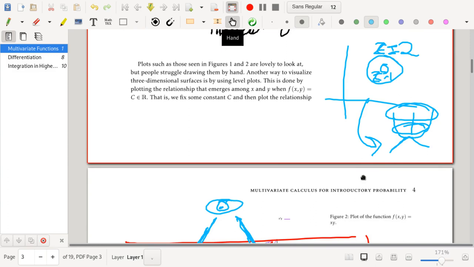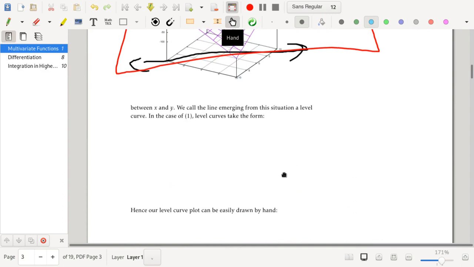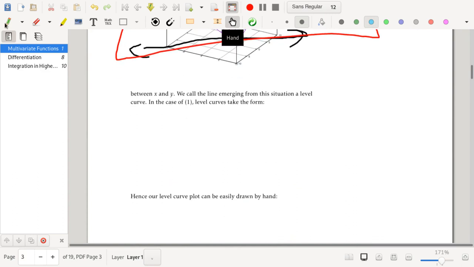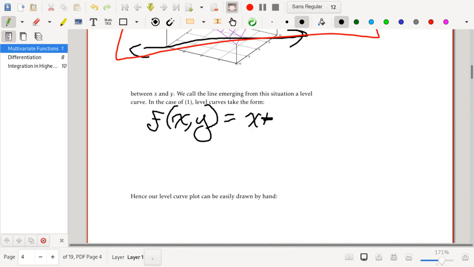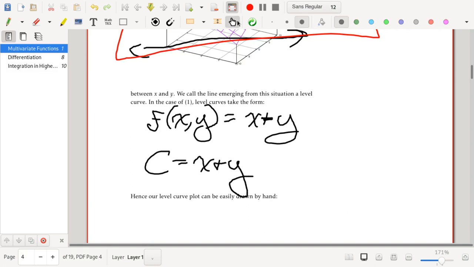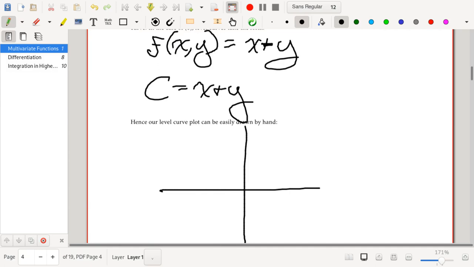So to create a level plot, the idea is we take our function and we set it to some number c, and after we fix that constant, we look at the relationship that emerges among the x and y coordinates. Let's, for example, see what level curves would look like for our linear function f(x, y) equals x plus y. We would say c equals x plus y. We're going to plot the level curves on a Cartesian plane, where we're looking down on the plane with the x-coordinate and the y-coordinate, and we're going to see what the relationship between x and y looks like after we have fixed a number c. So I should get this in terms of y alone, and we'll end up saying that y is equal to c minus x.